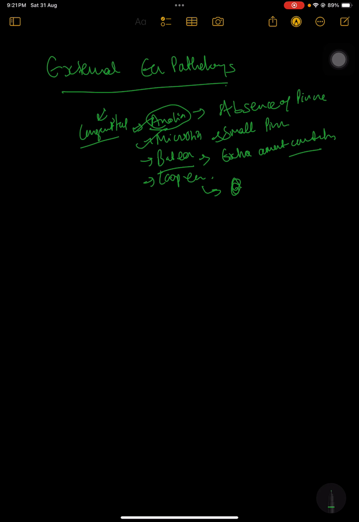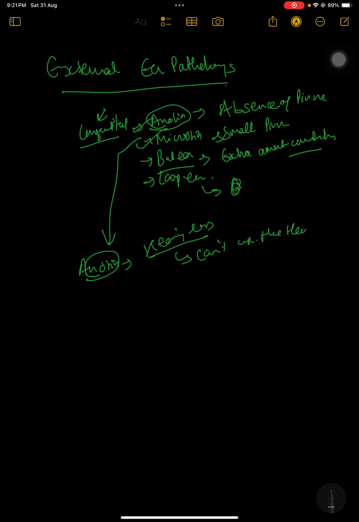What is the clinical significance of understanding anotia and microtia? If a person has anotia and he has a hearing loss, then I cannot use the usual hearing aid. Instead, I will use a bone anchored hearing aid. So what is this bone anchored hearing aid? Bone anchored hearing aids are something different than the classical hearing aids.